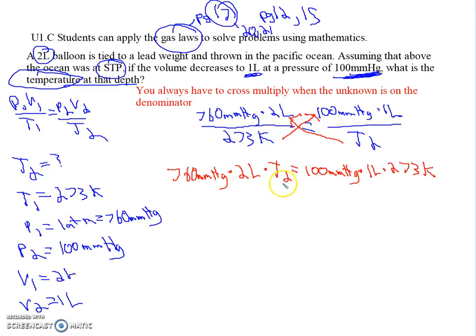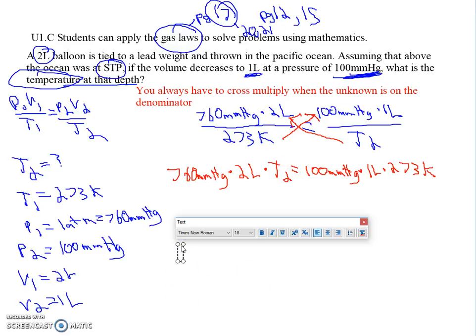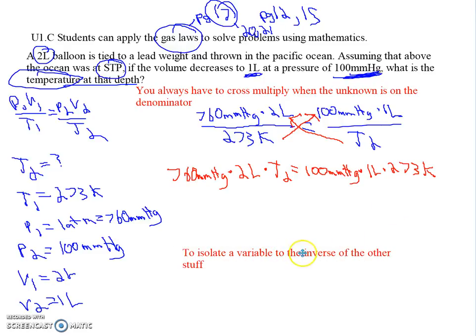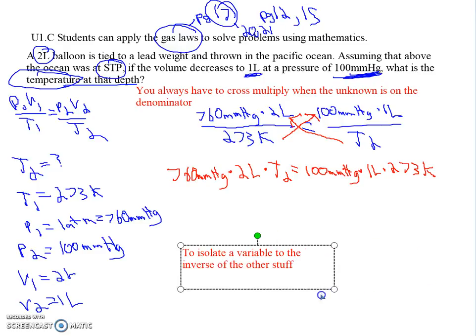Now I need to get T2 by itself. Listen, whenever you need to get something by itself, do the inverse of the other stuff. This might not be using proper vocabulary for math, but I think you get what I'm saying. So to isolate a variable, do the inverse of the other stuff. Definitely not great vocab there.